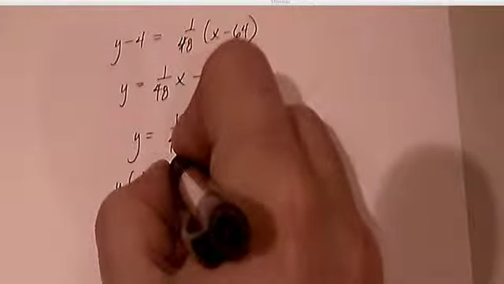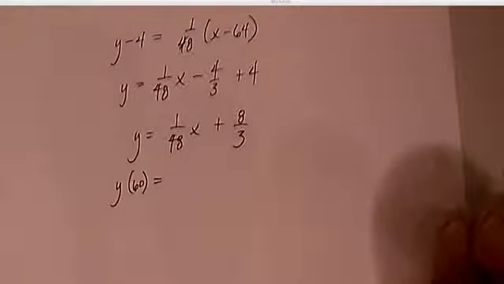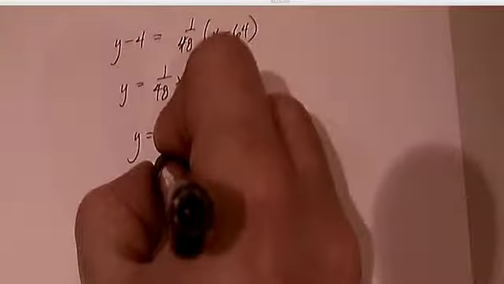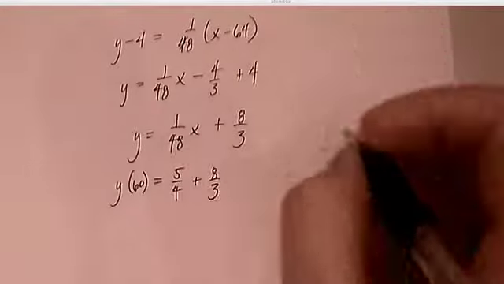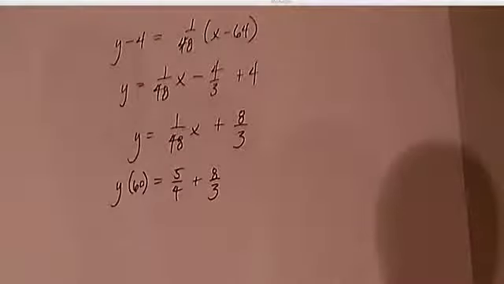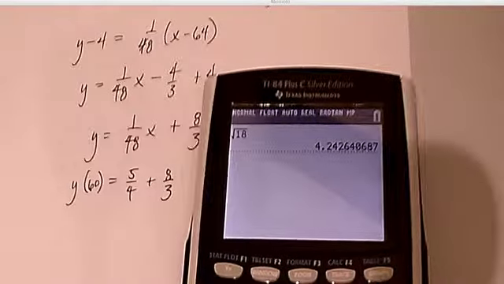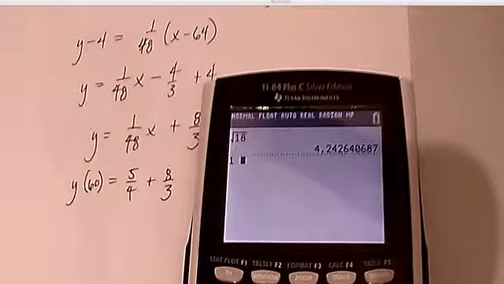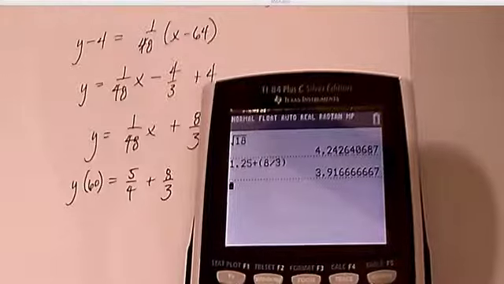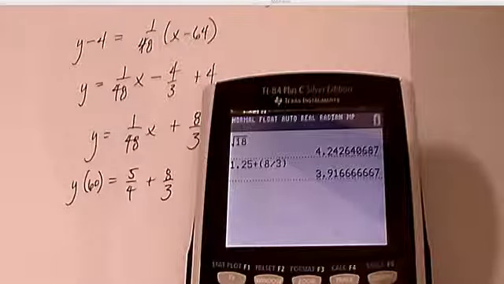And that's going to give me 60 over 48, which is 30 over 24. And, oh gosh, they're both divisible by 12, so that's actually 5/4. So 5/4 plus 8/3, and you can get a common denominator and stuff like that. But let's actually just deal with it like this, okay? So that's 1.25 plus 8 divided by 3, and that winds up being 3.91, and then 6 repeating.